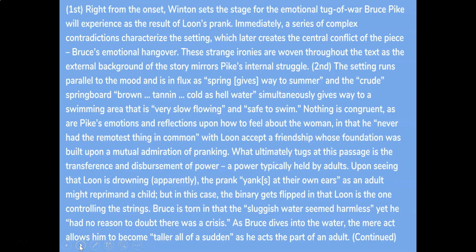What ultimately tugs at this passage is the transference and disbursement of power, a power typically held by adults. Upon seeing that Loon is drowning, apparently, the prank yanks at their own ears as an adult might reprimand a child, but in this case the binary gets flipped in that Loon is the one controlling the strings. Bruce is torn in that the sluggish water seemed harmless, yet he had no reason to doubt there was a crisis. As Bruce dives into the water, the mere act allows him to become taller all of a sudden, as he acts the part of an adult.